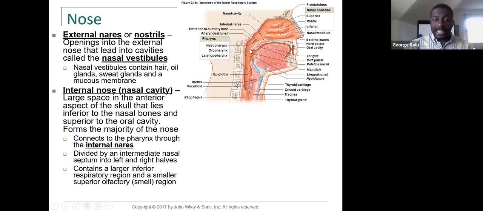Inside the nasal cavity is again going to be divided up by the nasal septum, and that's going to divide the nasal cavity into left and right halves. And inside the internal nose, or the nasal cavity, we're going to have two regions. This inferior region is going to be the larger of the two, and that is going to be involved with mainly respiration, anything that has to be involved with moving air from point A to point B. The superior region is the olfactory region, and this is where we would have all of our smell receptors that are going to be involved with helping us to pick up on different smells.